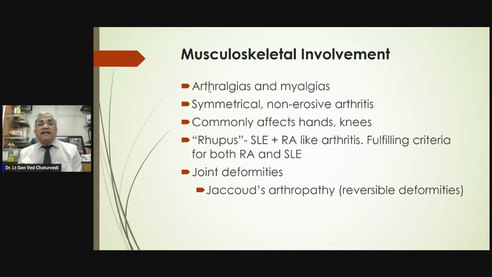As I said, they can have musculoskeletal involvement in different ways. Don't try to mug up the names, like Jaccoud's. Just remember that they can present as arthritis. There is no characteristic feature of this arthritis except that it is non-erosive.